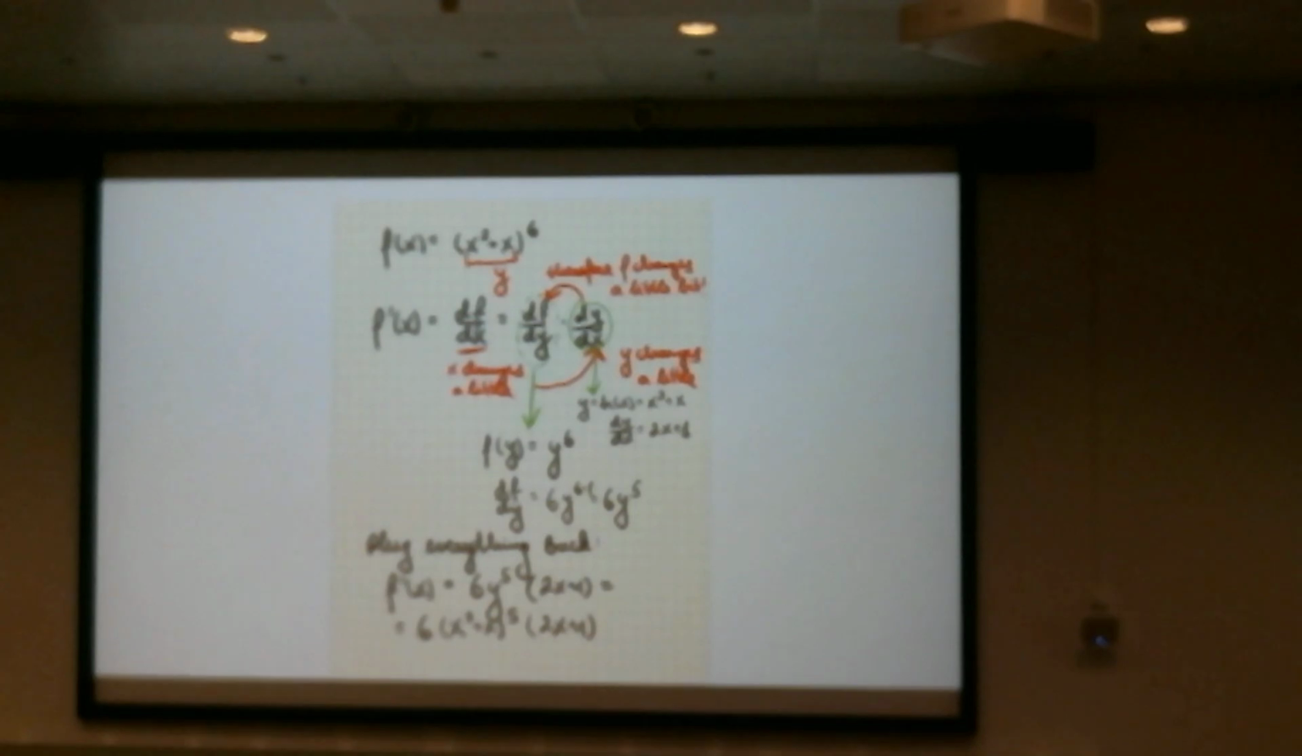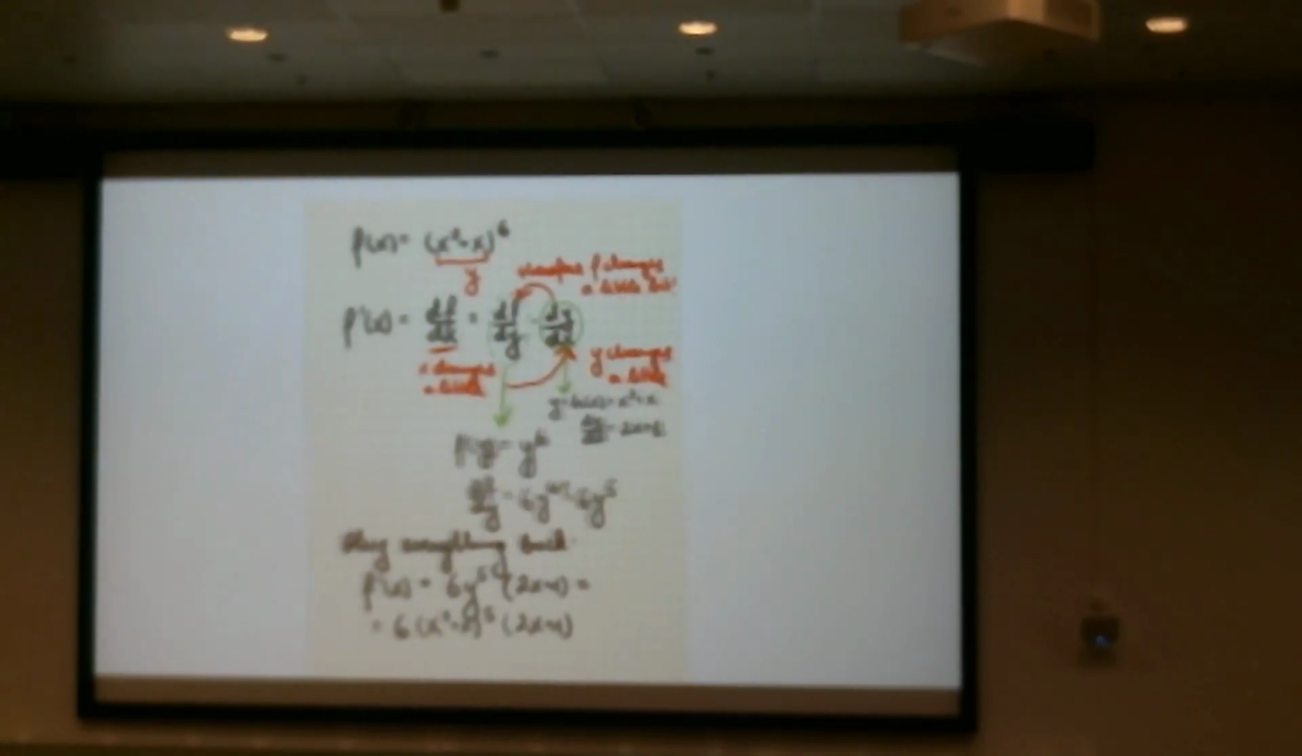So let's have another example. So this was example H. Let's call it example J.